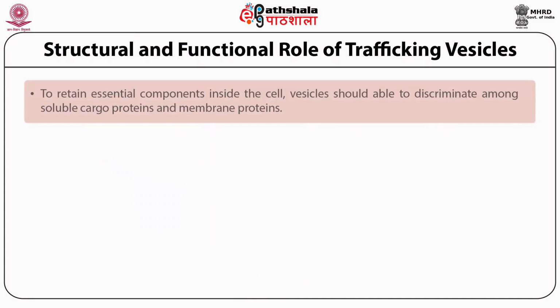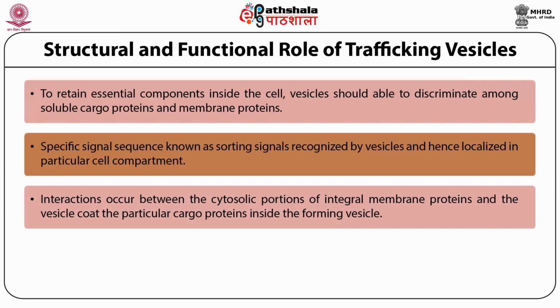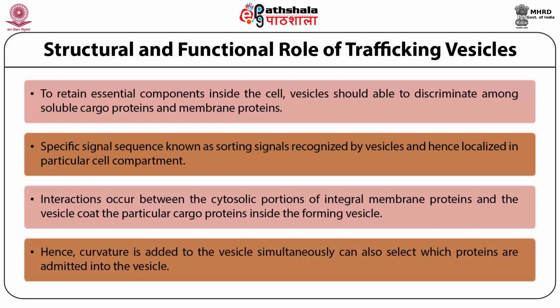To retain essential components inside the cell, vesicles should be able to discriminate among soluble cargo protein and membrane proteins. Specific signal sequences, which are known as sorting signals, are recognized by vesicles and hence localized in a particular cell compartment. Interactions occur between the cytosolic portions of integral membrane proteins and the vesicle coat, selecting the particular cargo protein inside the forming vesicle. Hence, curvature is added to the vesicle, and simultaneously it can also select which proteins are admitted into the vesicle.